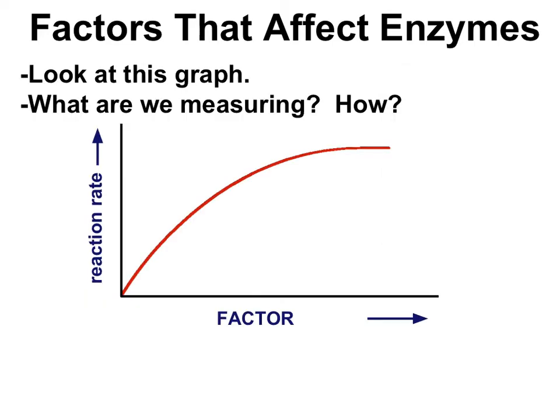While we explore how environmental factors affect enzymes, we'll be looking at graphs like this one. For each factor, I want you to recognize what's on the graph axes and the shape of the curve. The y-axis is going to have the reaction rate in each case, and the x-axis is going to show the different factor. So this one's going to change.